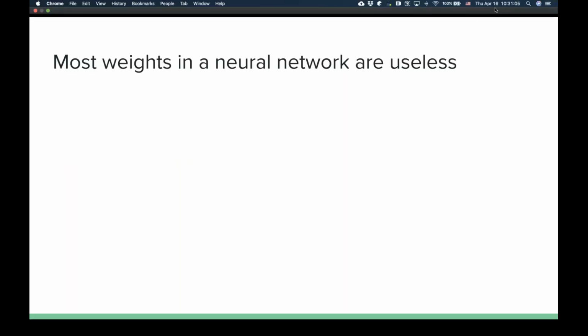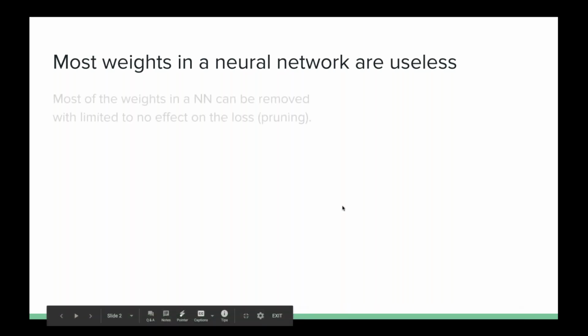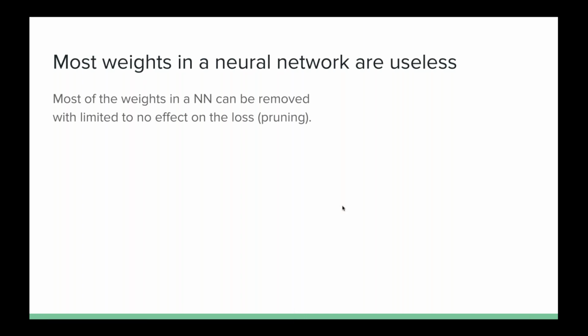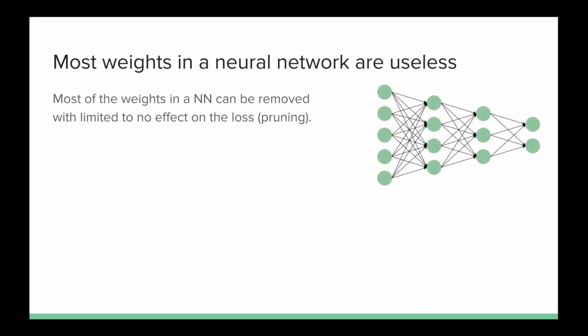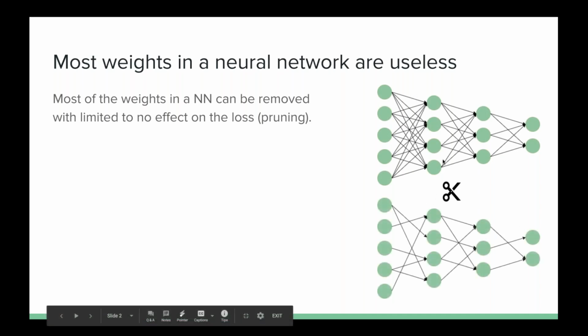So one thing that I want to start off with is that most weights in a neural network are actually useless. What do I mean by this? Well, most of the weights in a neural network can be removed with limited to no effect on the loss. So this is pruning. Let's say that we have an example fully connected network, like we do on the right. We're going to come in and actually prune some of those weights away. So some of those arrows, some of those connections, we're going to remove those by setting those to 0. What we end up with is a not so fully connected network.